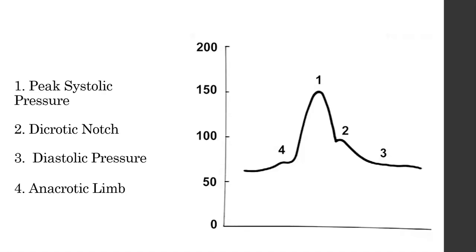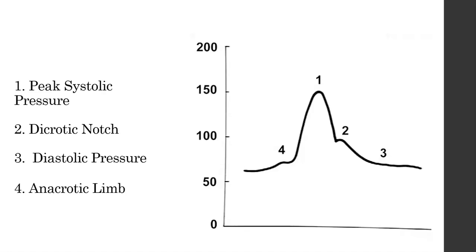I definitely said number 1 was the dicrotic notch, and I just looked at the slide wrong. Number 1 is the peak systolic pressure. I'm so sorry. Number 2 is the dicrotic notch. I didn't think that made sense when I was saying it, but I just was going with it, and I was like, I still don't think that's right, because it's not. So number 4 is the anacrotic limb. Number 1 is the peak systolic pressure.